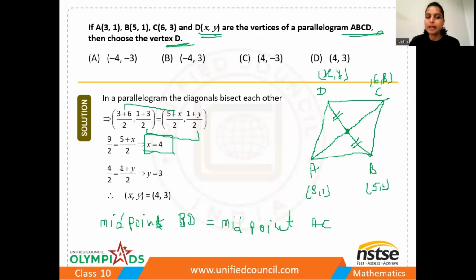And if I equate the y coordinates, it becomes 4 divided by 2 is equal to 1 plus y by 2. That means y is equal to 3. That means x comma y is nothing but 4 comma 3. Perfect. A very fine, very easy question, not very difficult, right? Only the concept is here, okay? You can just apply the concept and that's it.